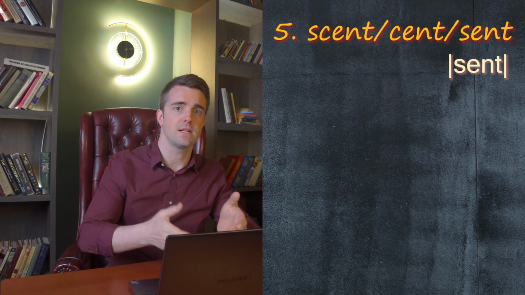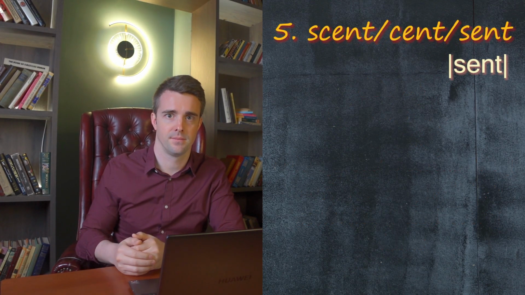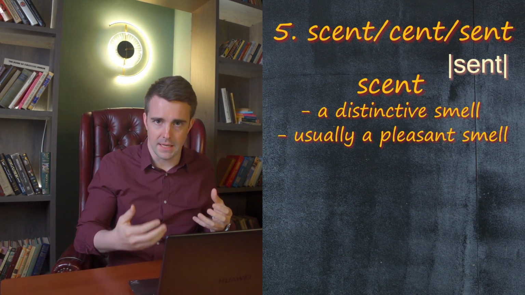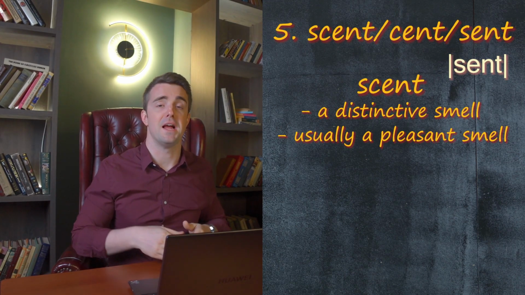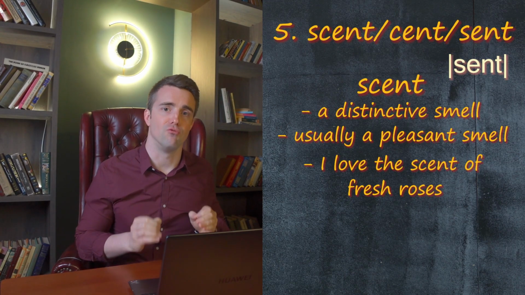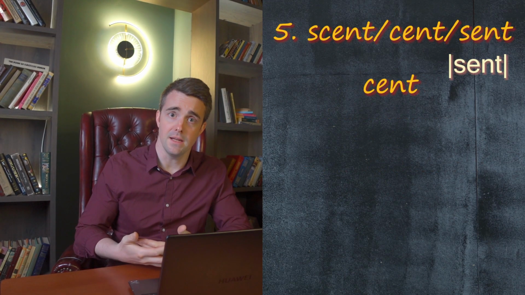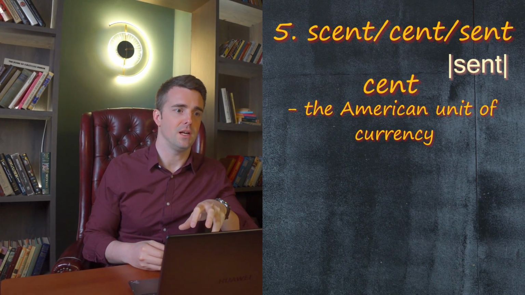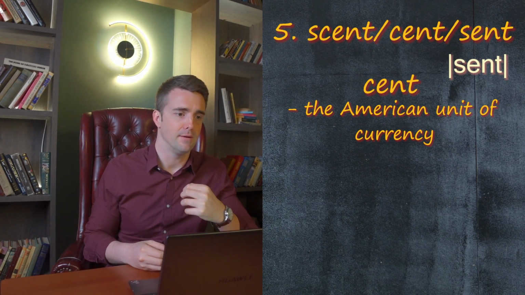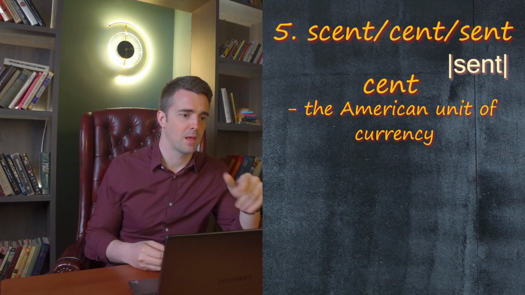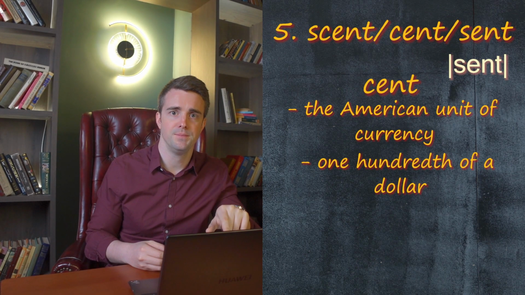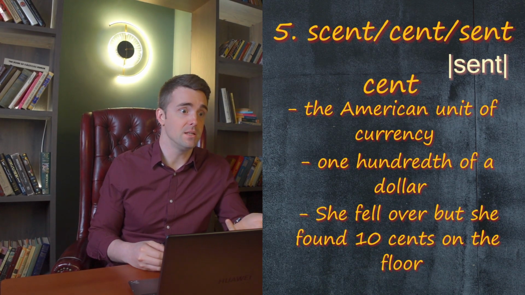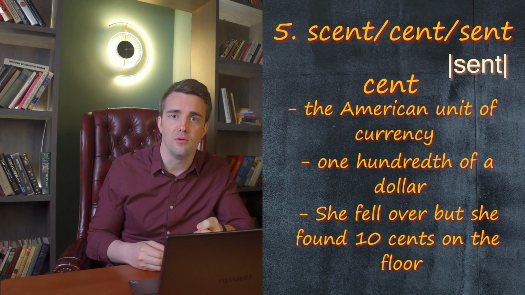Let's move on to scent and cent. Well, scent is a distinctive smell, usually a pleasant smell. So, for example, I love the scent of fresh roses. And cent is the American unit of currency, which is 1 penny in British. It's 1/100th of a dollar, 1 cent. And so, for example, she fell over, but she found 10 cents on the floor.